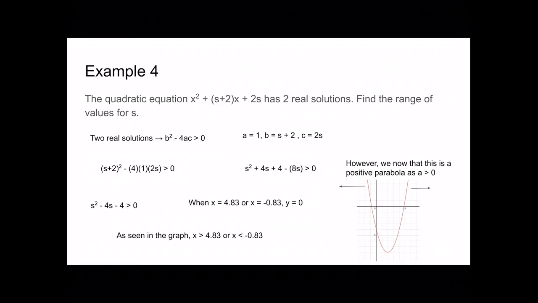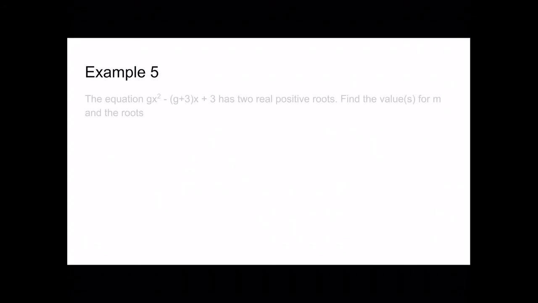Alright, so that will be your answer here. So as seen in the graph, okay, I did make a slight mistake here. So instead of x, just write s. Okay, so it's supposed to be s is greater than 4.83 and s is less than negative 0.83. My apologies there. Alright, example 5.